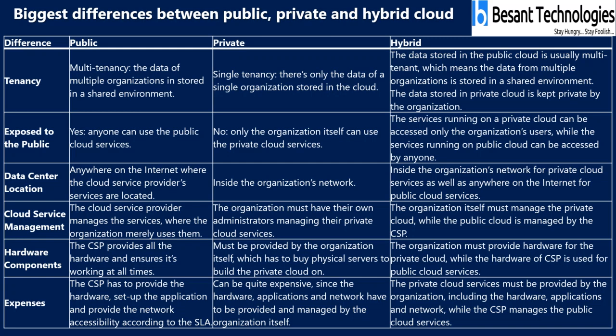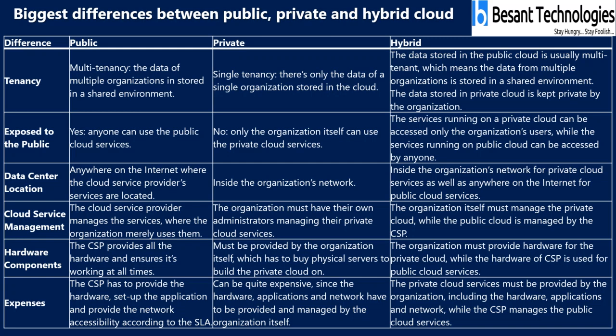Hardware component. If we consider public cloud, the cloud service provider will provide all the hardware and ensure it's working at all times. In the case of private cloud, the hardware must be provided by the organization itself, which has to buy physical servers to build the private cloud, or they can go for partial use of privately owned cloud storage from a CSP. In the hybrid cloud scenario, the organization must provide hardware for the private cloud, while the hardware of the cloud service provider is used for public cloud services.